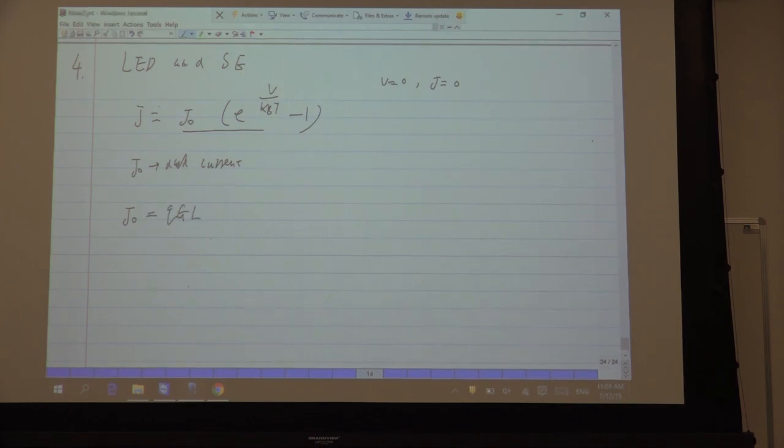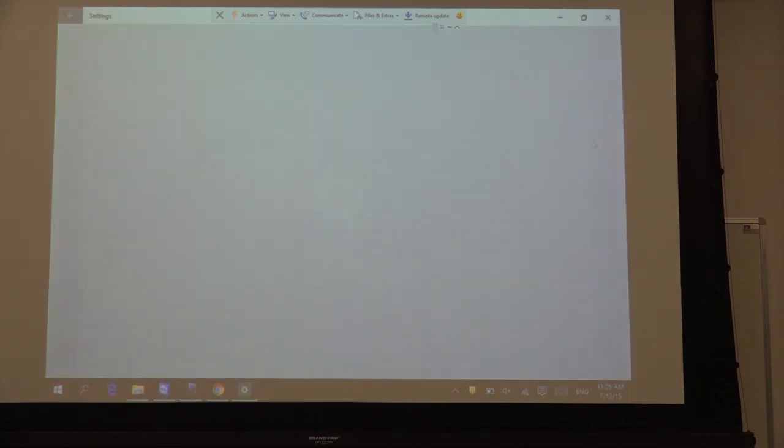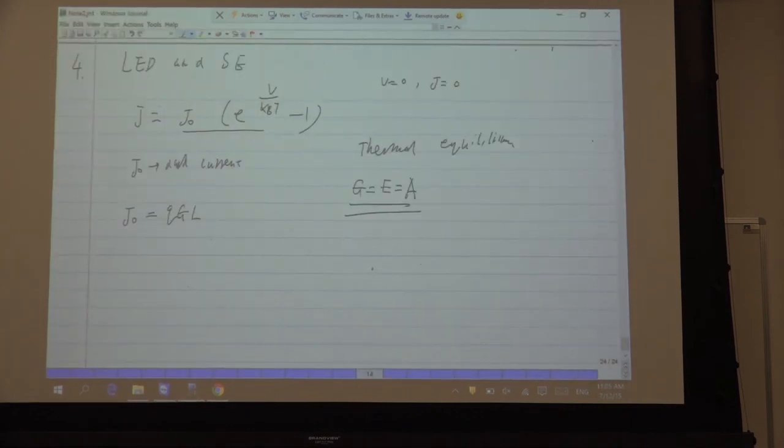At thermal equilibrium, what's the physical origin of this spontaneous emission? At thermal equilibrium, we say generation rate equals emission rate equals absorption rate. This is just a black body. The material absorbs electromagnetic energy, generating electron-hole pairs, and emits light. So this is the reason why spontaneous emission is very important.